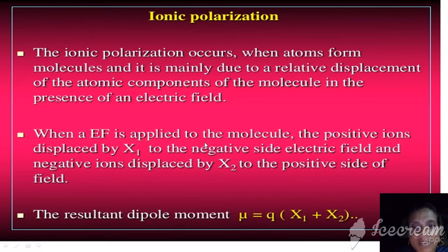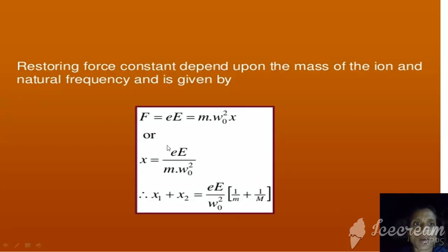Next, when an electric field is applied to the molecules, positive ions will be displaced by x1 and negative ions will be displaced by x2 to the positive side of the field. Then the resultant dipole moment is the product of charge Q, that is the common charge, and the combined displacement of the two ions. Here x1 is the displacement of the positive ion and x2 is the displacement of the negative ion.